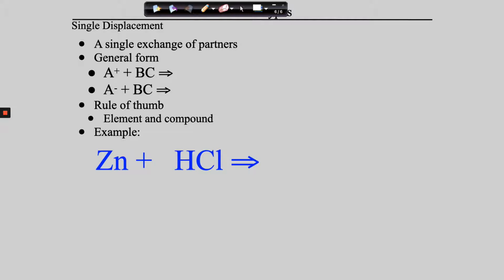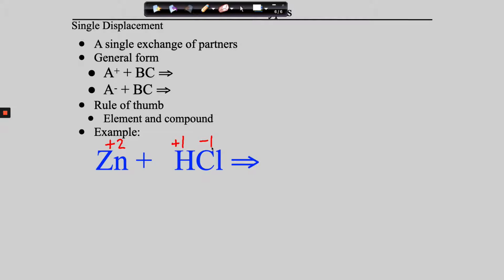But in order to figure out the products, just like in our general forms, we need charges. I'm going to save you the pain of doing this. Looking at the periodic table, you're going to find out that zinc is +2, hydrogen's +1, and chlorine is -1. I'd strongly encourage you to do this with me. So guys, who's zinc going to hook up with? Positive hydrogen or negative chlorine?